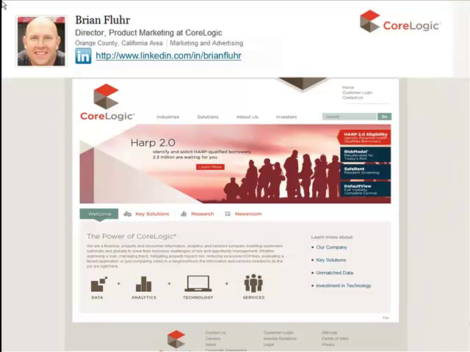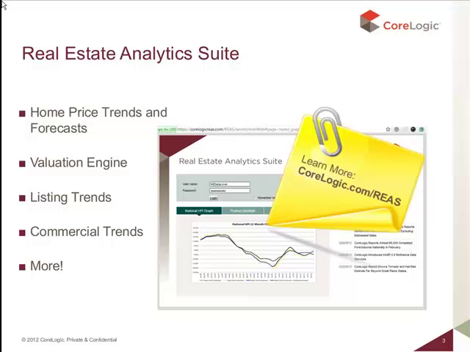We have a lot of great data, insight, and analytics to share with you, and most of that data comes from a very powerful Corelogic product called the Real Estate Analytics Suite. If you're looking for real estate data, this suite has what you need, including home price trends and forecasts, a valuation engine that provides the estimated value on a single property or multiple properties, listing trends, which includes data derived from our MLS and listing data partners, and commercial trends, which pulls data from our industry-leading non-securitized property database.